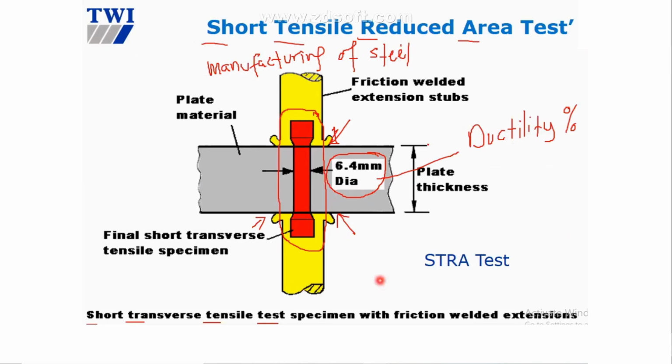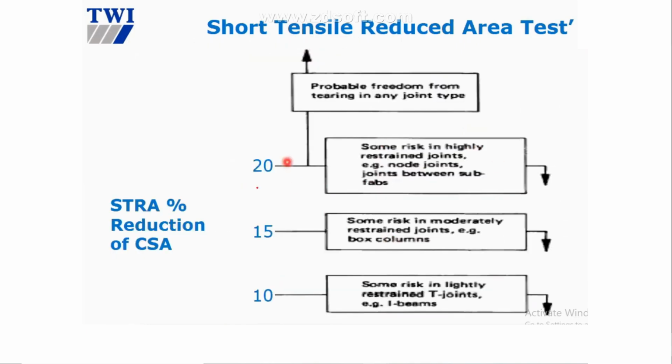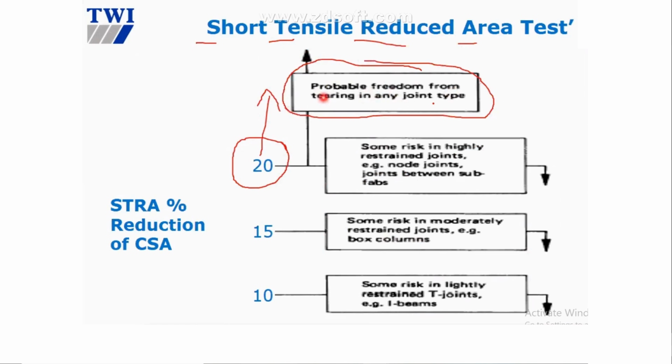And please memorize this one. Remember here, from STRA, short tensile reduced area, they said anything above 20%, they call it probably freedom from any tearing in any joint type, meaning it's got good ductility.